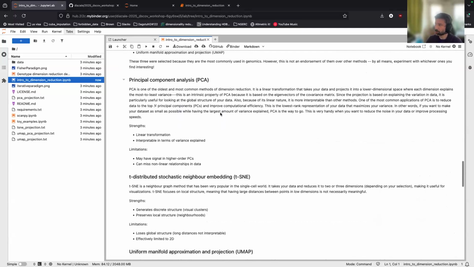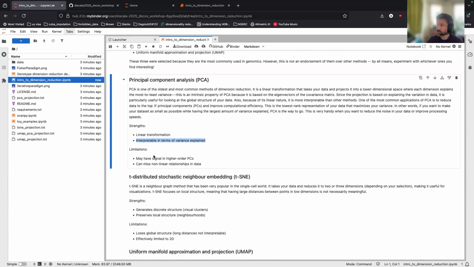PCA, this is the really common one. This is the workhorse of it. As I mentioned before, the intrinsic property is that it preserves the maximum amount of variance. So it's got very interpretable properties in that every principal component explains a certain amount of the variance in your data. One of the notebooks will run through it and tells you how to do that. And it also is a linear transformation, so you can do it pretty quickly.